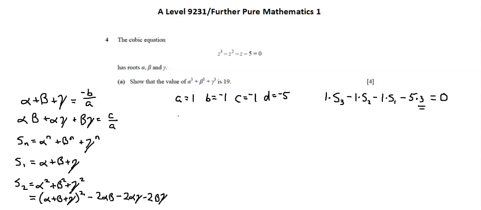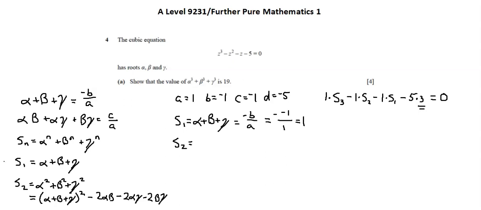Now we'll calculate S sub 1 and S sub 2. S sub 1, I see on the left, is alpha plus beta plus gamma, which is the same as negative b over a. I have the values above for b and a, so negative b, negative 1 over a, which is 1, simplifies to 1. On to S sub 2.